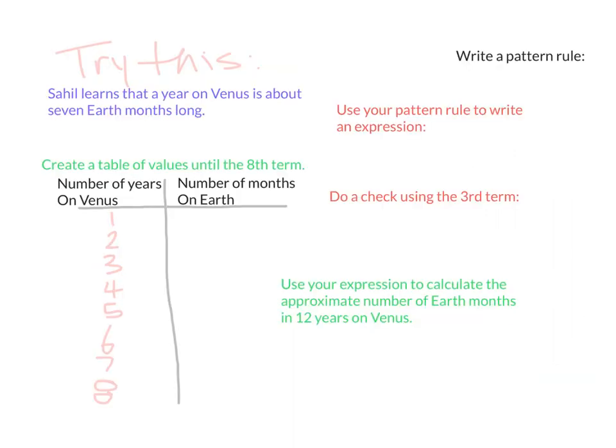So we've talked about a bunch of ideas. We're going to try to put those ideas into practice now. So here is a question that I'm giving you. Sahil learns that a year on Venus is about 7 Earth months long. And so what I've done is I've started to create a table.